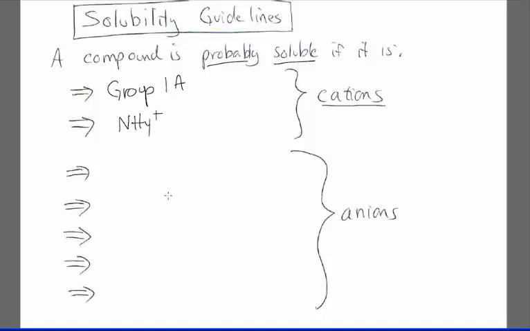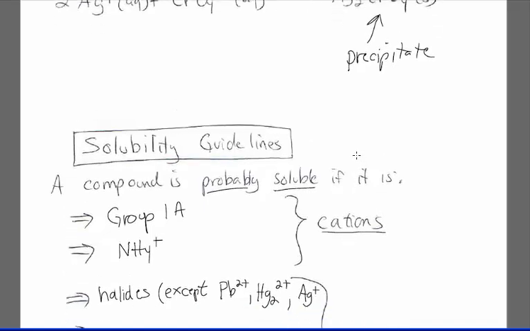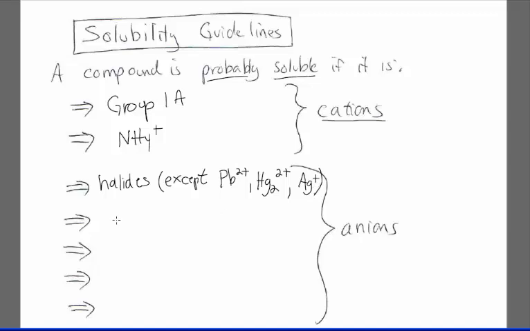And for the anions, we have a longer list. The halides, like fluoride, chloride, bromide, iodide, except when they are paired with lead 2+, mercury dimer 2+, or silver, as in the example above. Silver, oh, it wasn't with a halide, but it was silver. Okay, so except for that example.